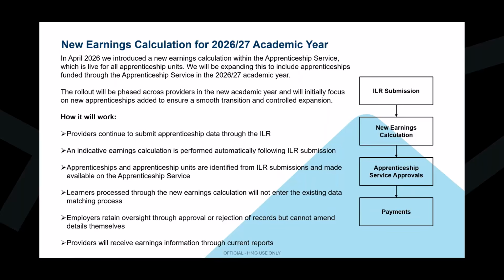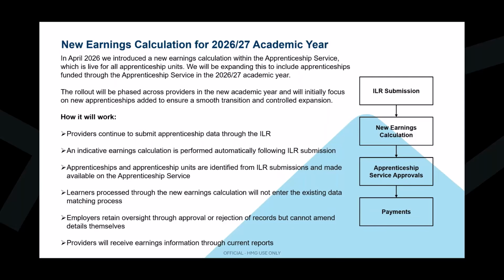And providers will receive the earnings information through the current reports. So we've got the indicative earnings reports, which is on submit learner data, and then we've also got the monthly payment reports and monthly summarisation reports. There has been a new column added to the indicative earnings reports, which will go live for the new academic year in apprenticeships, and you may already have seen it for apprenticeship units if you have added any starts for apprenticeship units, which is for employer approval status.